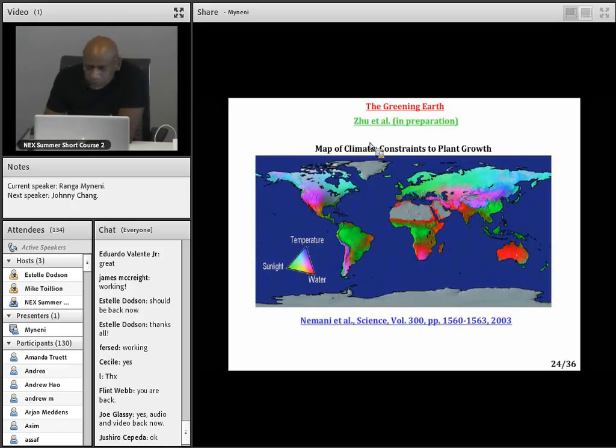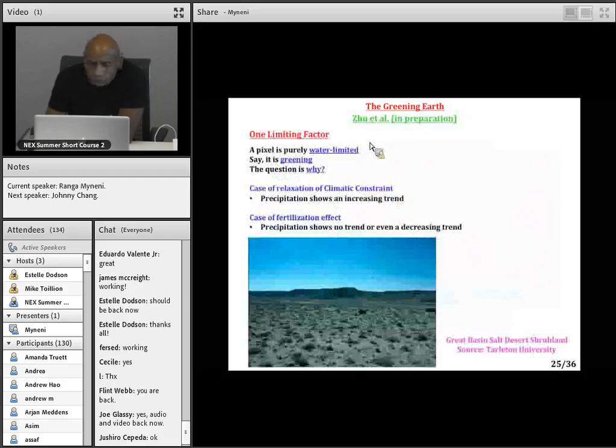So this is a good starting point for our analysis. So now I'm going to present work by Zhu et al., where we are trying to understand why the entire earth is greening. 20% of the earth is greening, but the greening is not limited to the northern latitudes. So let me work you through a couple of examples.